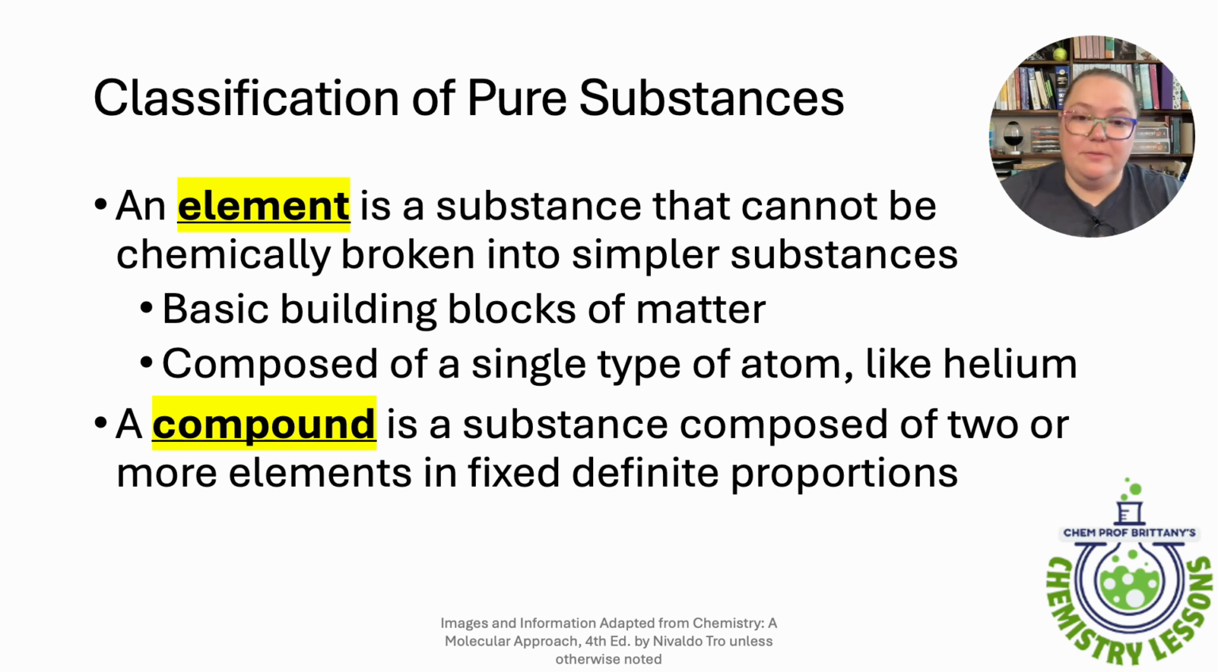Elements are substances that cannot be chemically broken into simpler substances. They are the building blocks of matter, and they are composed of a single kind of atom. A compound is composed of two or more elements in fixed, definite proportions. So I mentioned that previously. Water is H2O. There is always two hydrogens and one oxygen. If it's not two hydrogens, one oxygen, then it's not water.